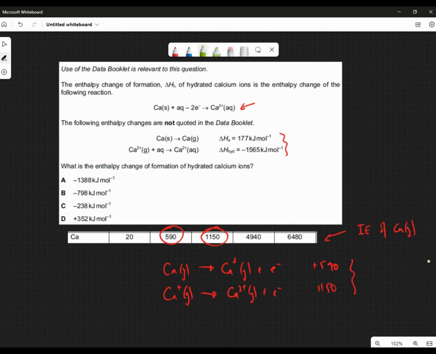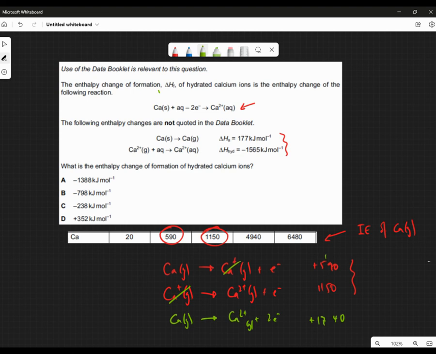Okay, now if you add these two together, we'll get the relationship we need, I think. All right, so let's get rid of that. That will cancel with that, obviously. And what have we got left? I think that's right. So we're going to have Ca gas. It's going to give me Ca2 plus 2 electrons. There's gas there. Plus 2 electrons. Add these two numbers together. That's 0, 4, carry 1, 7, 1. I think 1740.